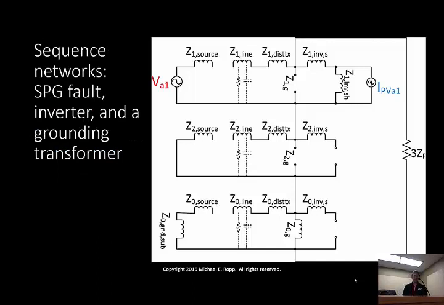Here is the set of sequence networks with a grounding transformer present. The change here, of course, is I've got that Z0G that provides my zero sequence path, my zero sequence continuity. But you'll notice, even if you do require the grounding transformer, I still need to include the loads in the sequence networks. Why? Well, because the grounding transformer is still open in the negative sequence. So I still won't have the negative sequence modeled right if I don't put the loads in there. We're just kind of stuck with that.